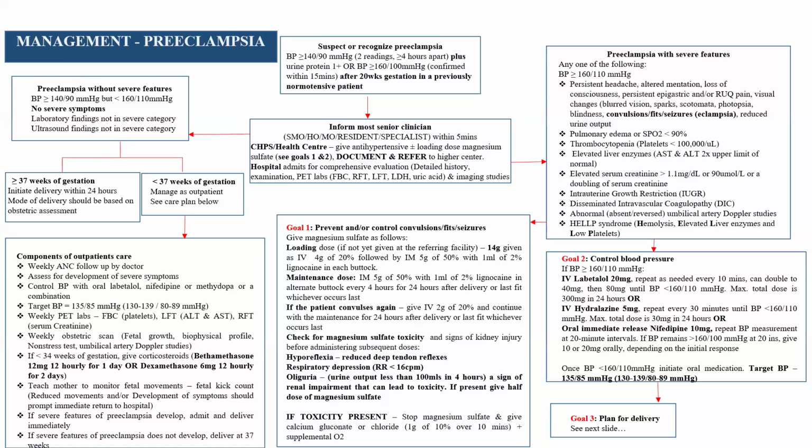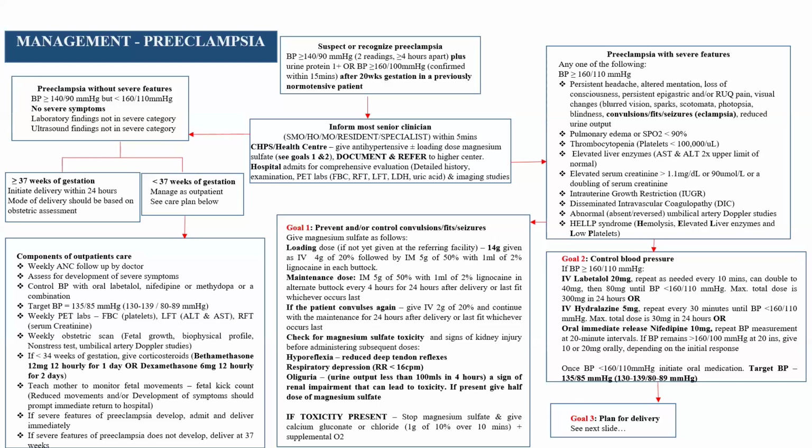The components of outpatient care are weekly ANC follow-up by a doctor, assessing for the development of severe symptoms, and BP control with oral antihypertensive agents. The target BP, as we've mentioned, should be around 135 over 85 millimeters of mercury, but anywhere around 130 to 139 systolic and 80 to 89 millimeters of mercury diastolic is fine. We need weekly PET labs. The full blood count will be looking at platelets, the liver function test will be looking at our transaminases, and the renal function test will be looking at our serum creatinine. And then we do a weekly obstetric scan, which involves fetal growth, a biophysical profile, non-stress test, and umbilical artery Doppler studies.